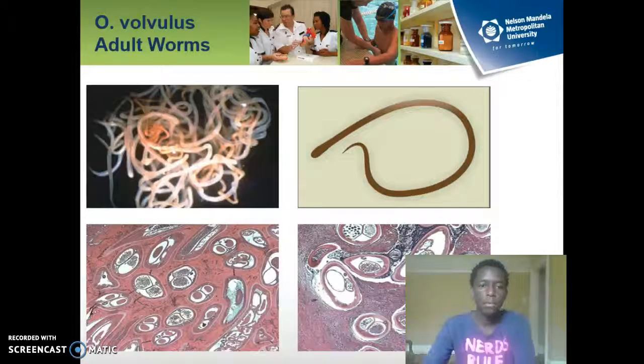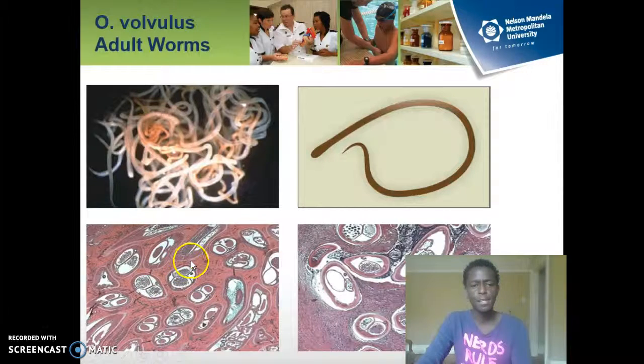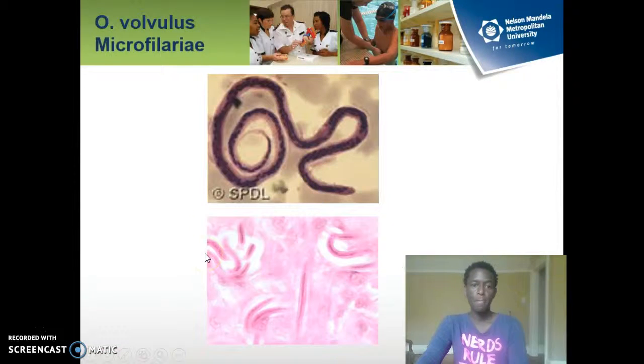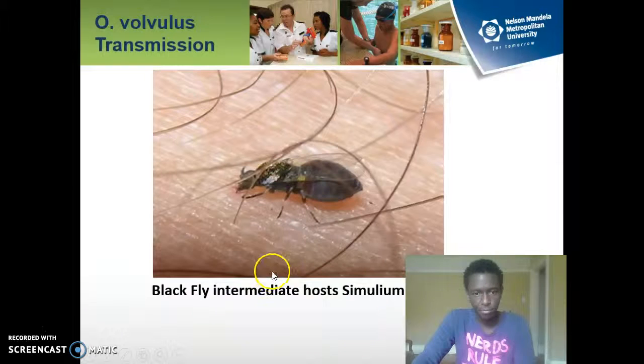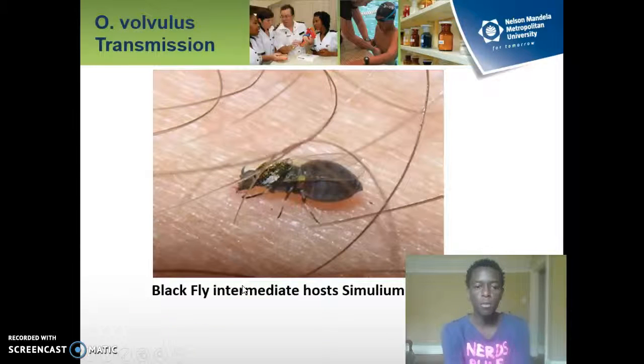So this is what the adult worms look like. You can see that they're whitish. This is what they look like when they're in the tissue. You can see they are encapsulated here due to an inflammatory reaction. This is an H&E stain. And this is the microfilaria, this is what they look like, H&E stain. This is the intermediate host, the black fly, which is responsible for transmitting Onchocerca.